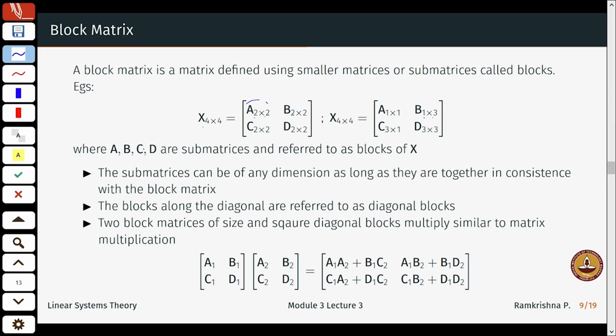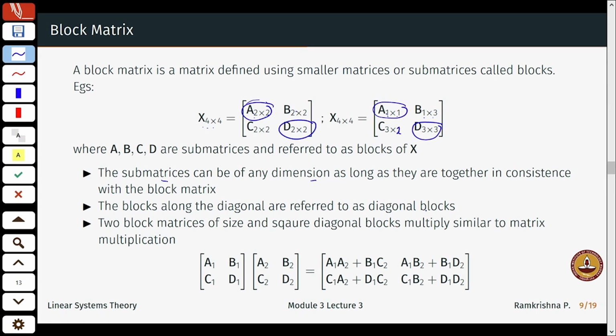So, these A, B, C, D in both these cases are referred to as certain blocks of X, and these A, B, C, D, which are submatrices, can be of any dimension as long as they are consistent with the block matrix. Say I can have a 1 cross 1 here, but I possibly cannot have a 3 cross 2 here, so that dimensionality should be consistent. The blocks along the diagonal, this A and D in both these cases, are referred to as the diagonal blocks.